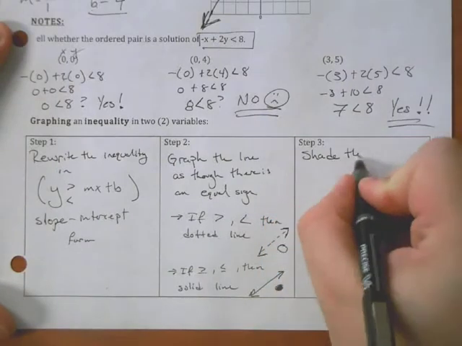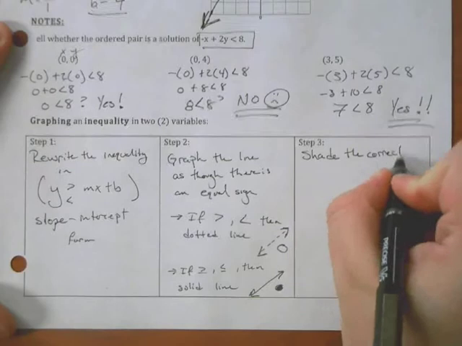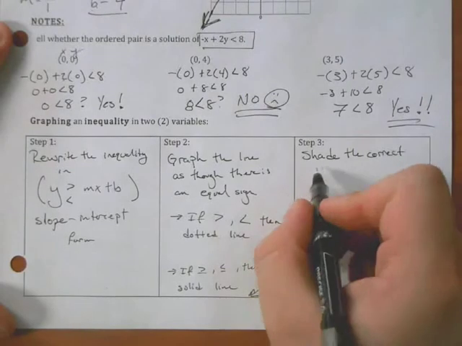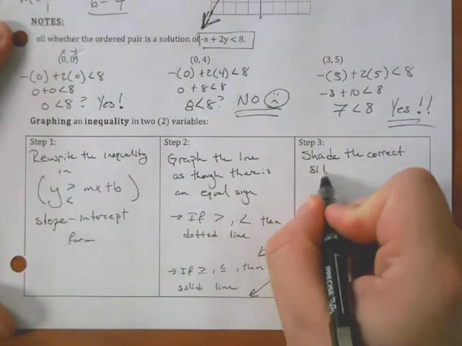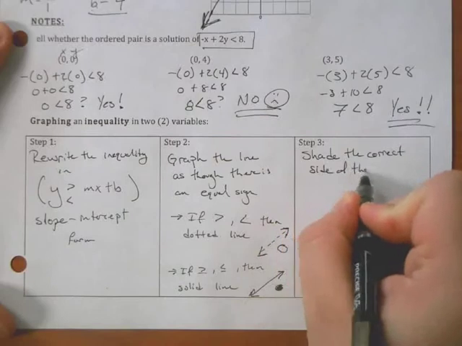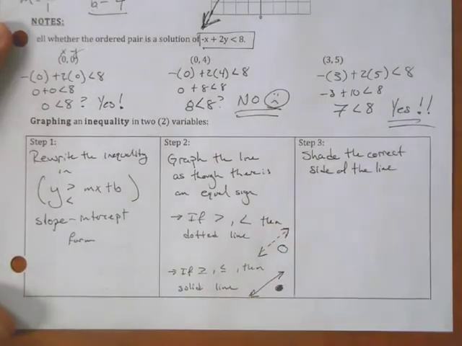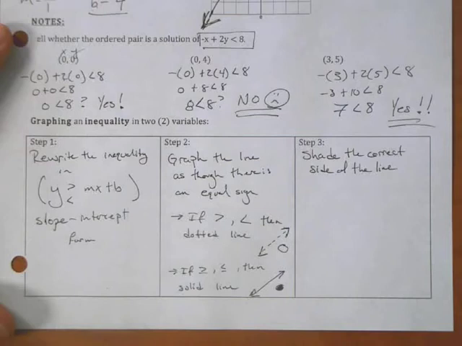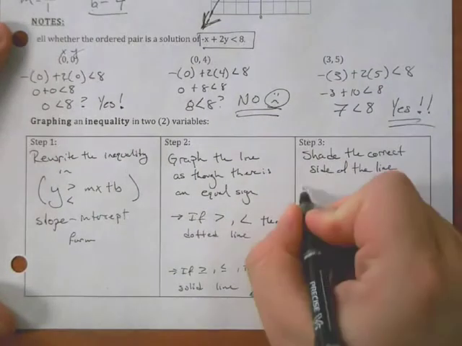You should have done this a little bit in 8th grade. We're going to shade the correct side of the line. There are a couple ways to figure out what the correct way is. This is the way I think is the best, and this is called, we're going to pick a test point.